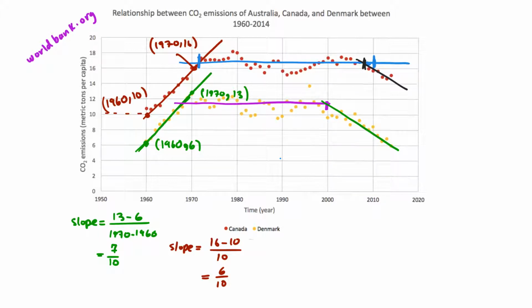Finally, for the very last graph, I originally wanted to add Australia in there, but I removed it just to make the example a little bit simpler. So my title is incorrect over here. This is just Canada and Denmark.